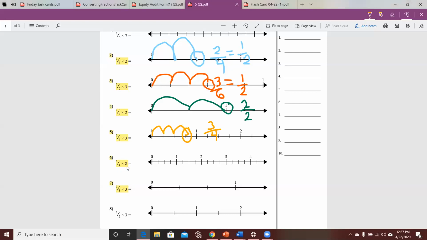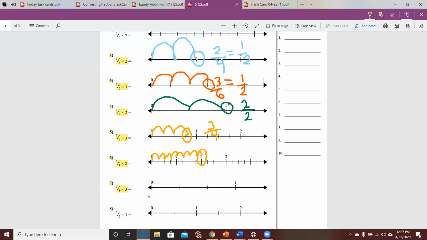Okay, 1/4 times 8. Again, you'll notice all of these problems are just jumping by 1. Keep in mind though, if it was 2/4, your jump would have to have 2. If it was 3/4, your jump would have to have 3. So keep that in mind. So we're going to do 8 groups of 1/4 or 8 jumps of 1/4. So 1, 2, 3, 4, 5, 6, 7, 8. This one we landed on 2.